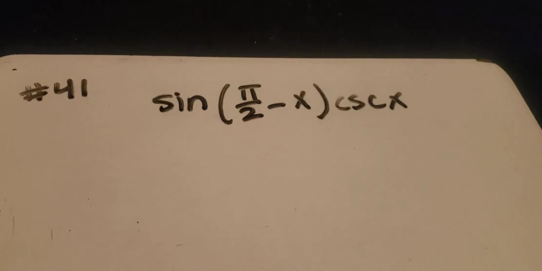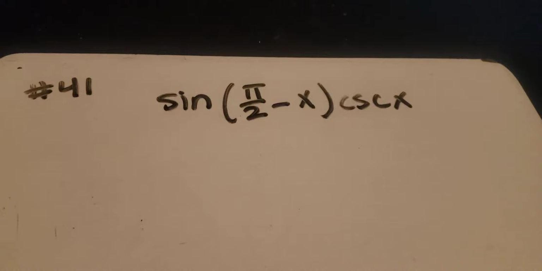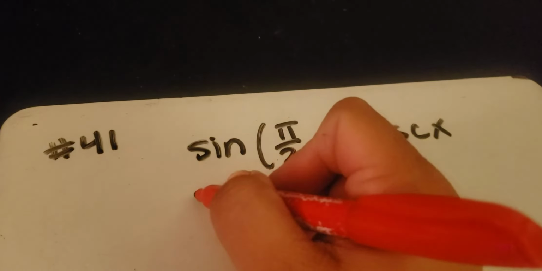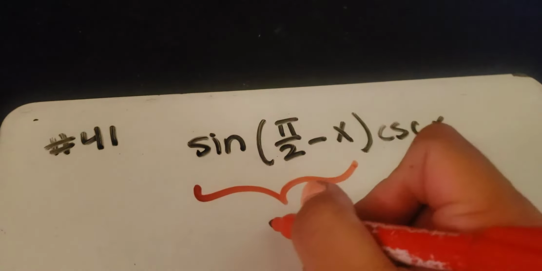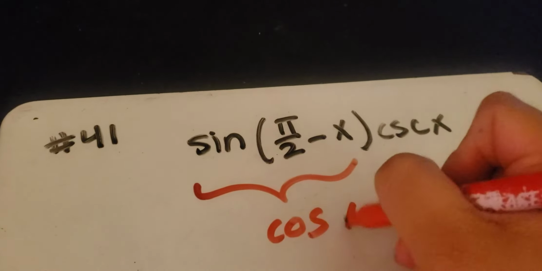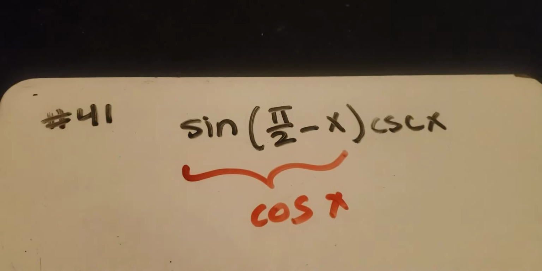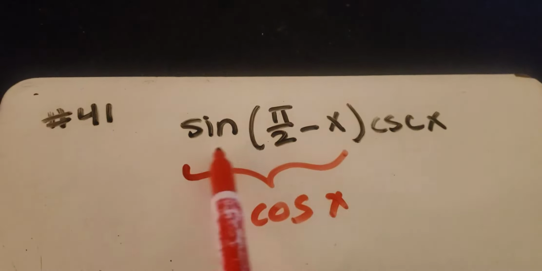So let's look at the identities. For this one, again, you want to look at either your index card or page 350. I would use one of the co-function identities, and the one that I'm looking at says sine of pi over 2 minus x is the same as cosine of x. So this is automatically this. It's one of the identities, and you can look at that.